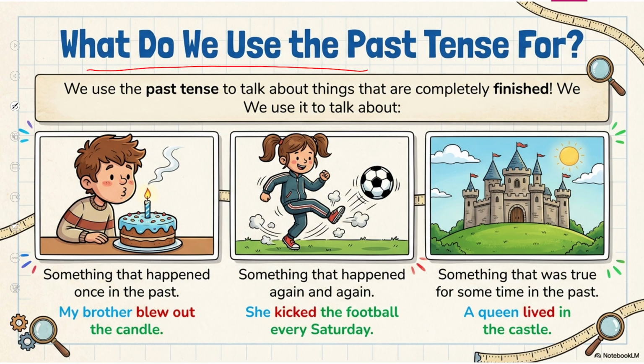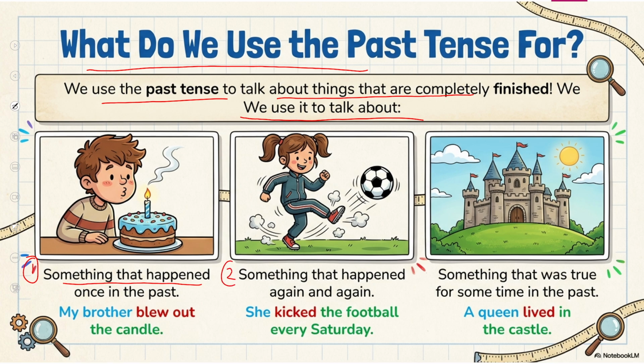When do we use the past tense? When the action occurred in past or happened in past, we use past tenses. We use the past tense to talk about things that are completely finished. We use it to talk about three things. First, something that happened once in the past. For example, my brother blew out the candle.